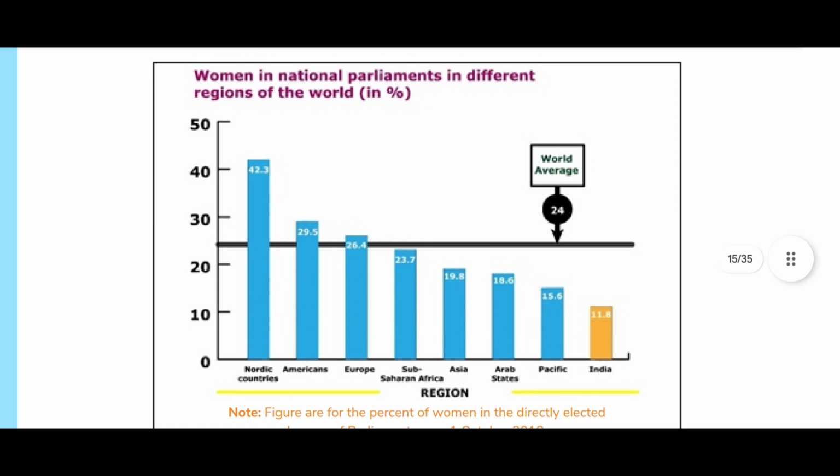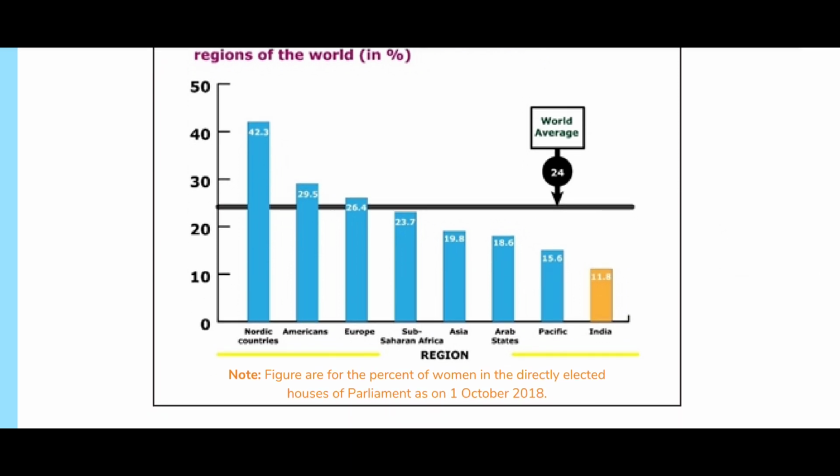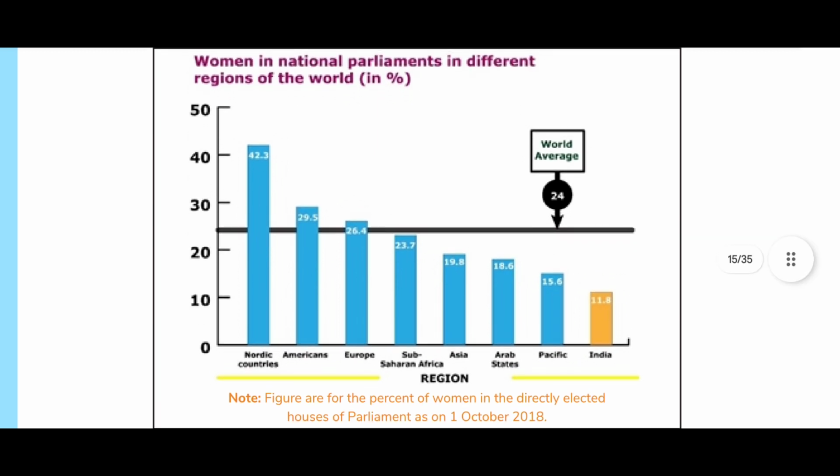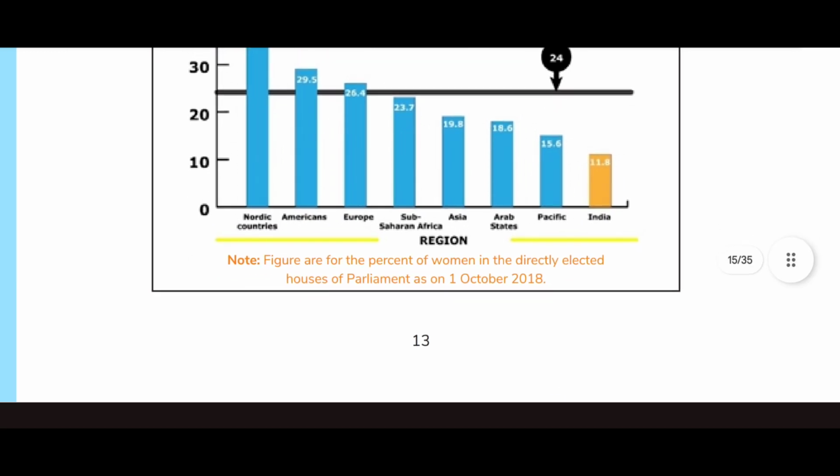So this is a data of women in national parliaments in different regions of the world. You can see here, in Nordic countries, the most representation of women in national parliaments. The condition of India is very poor.